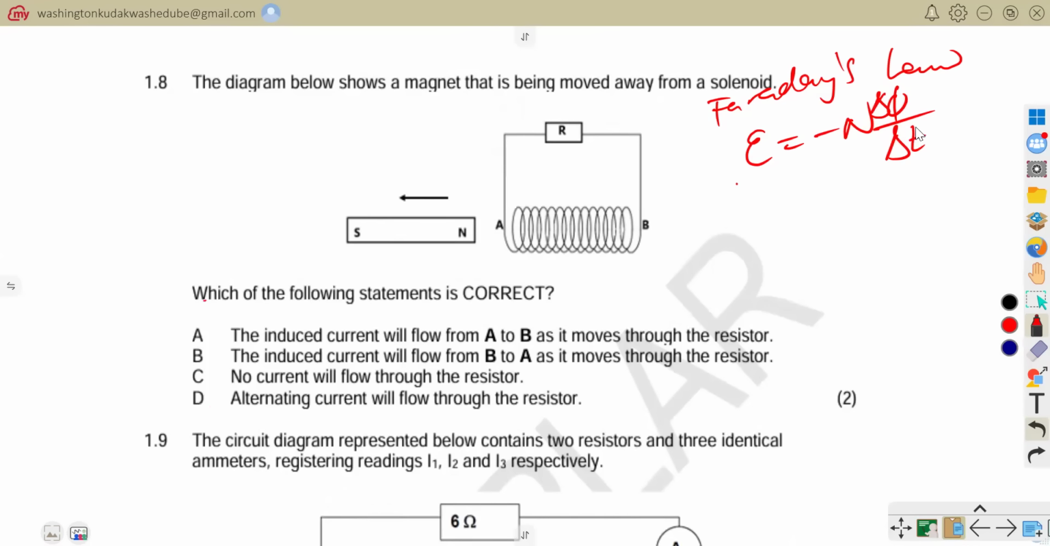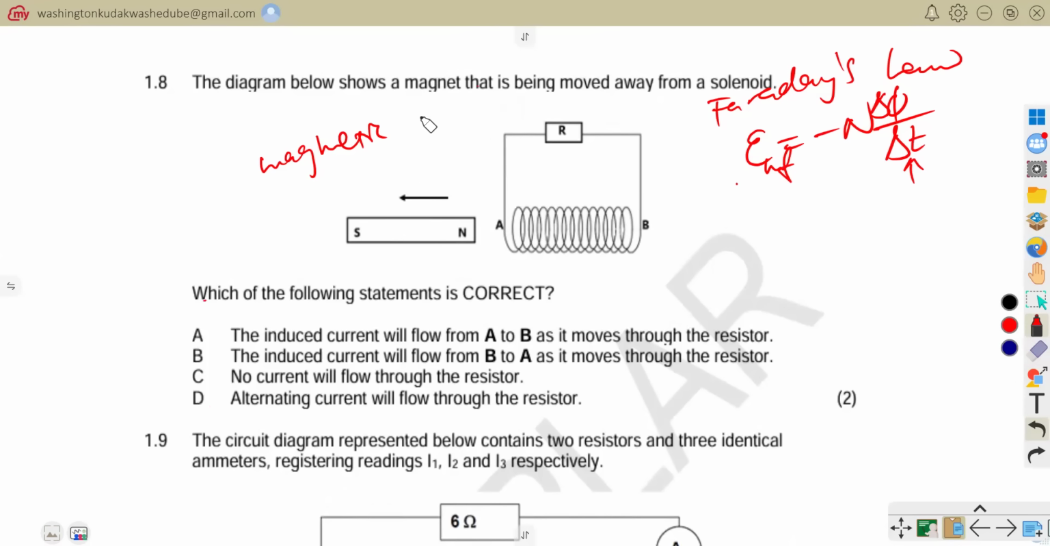Whenever we're having a change in flux linkage, that EMF is in the opposite direction to whatever is causing it. It is in the opposite direction to this change of the magnetic flux. So now you can see that when the magnet is moving away from the solenoid, the magnetic field is going to decrease. Or else, let's say the magnetic flux is going to decrease.